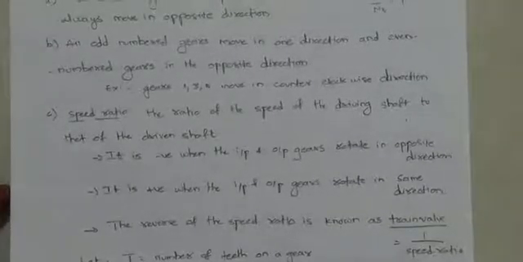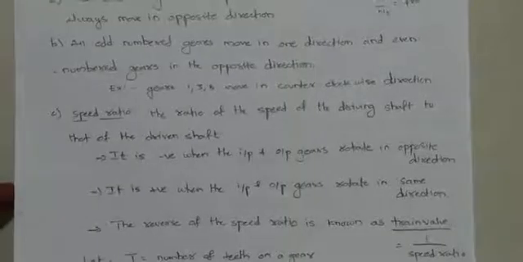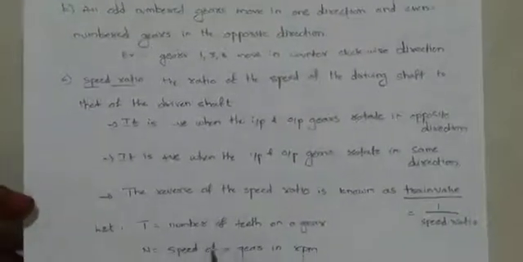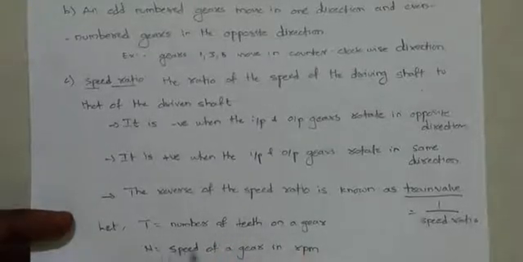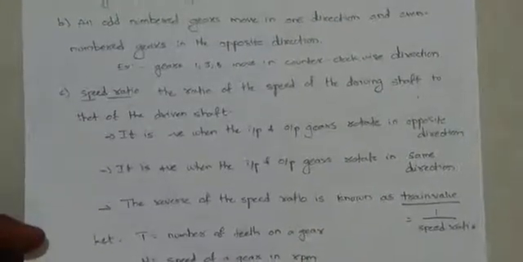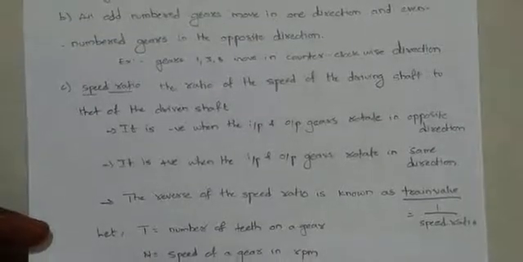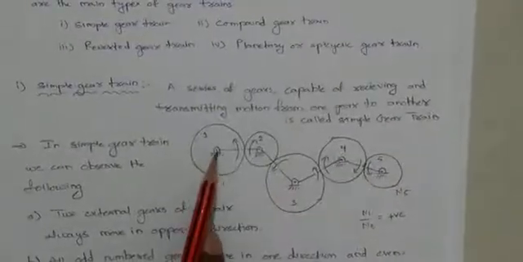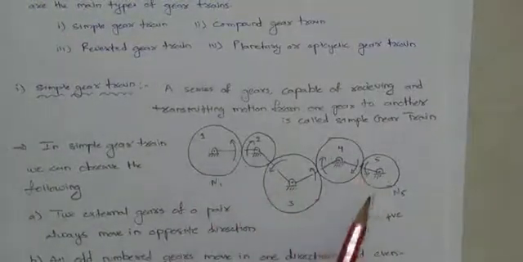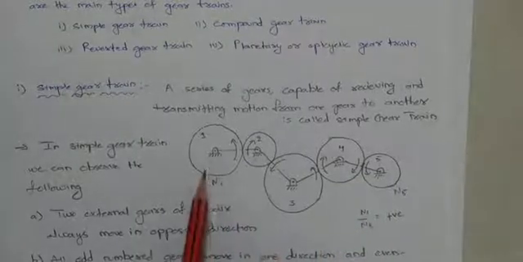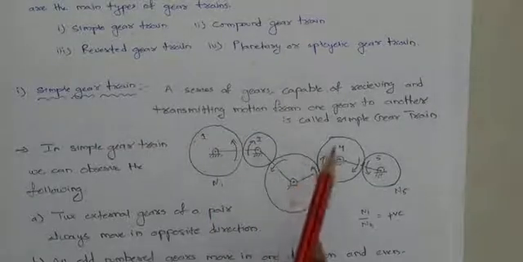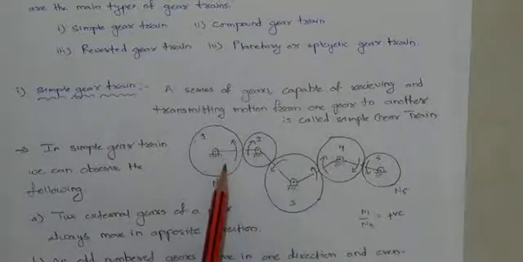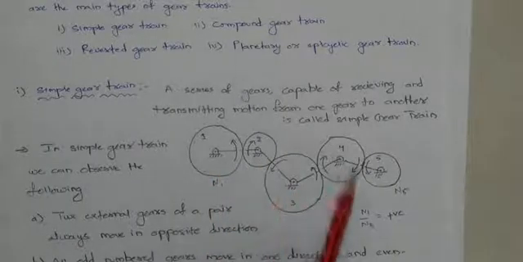So we have a small derivation to find out speed ratio and train value here. For that, let us assume capital T is the number of teeth on a gear and n is the speed of a gear in RPM. Right? So if you observe, we have 5 gears, 1, 2, 3, 4, 5, where n1 is the speed of this one, n2 is the speed of this one, n3 is the speed of third one, n4, n5, and like that. T1 is the number of teeth on first gear, T2, T3, T4, T5.